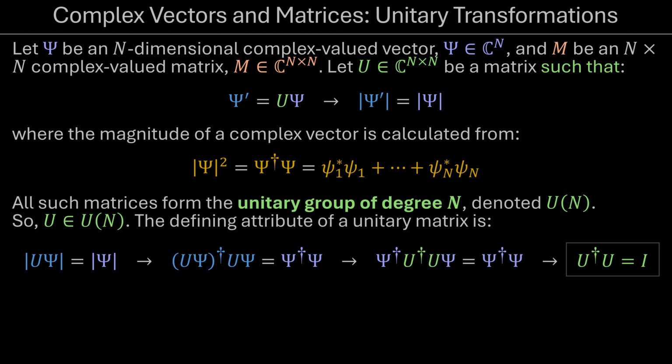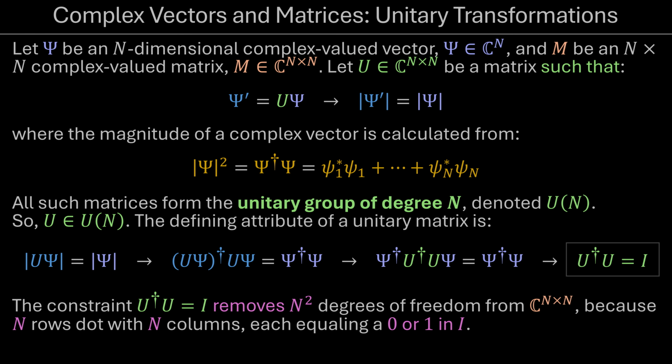Now, when you think about the nature of that constraint, you realize that it removes n squared degrees of freedom from the space of n by n complex-valued matrices. The reason being, U is an n by n matrix, so it has n rows and n columns. And in the equation U†U equals I, the left-hand side of that equation, you have U†U. Well, whatever U is, U† is automatically determined. So what you end up getting in this constraint is that the n rows of U† get dot producted with the n columns of U, and each of those dot products has to equal either a 0 or a 1 in the identity matrix.